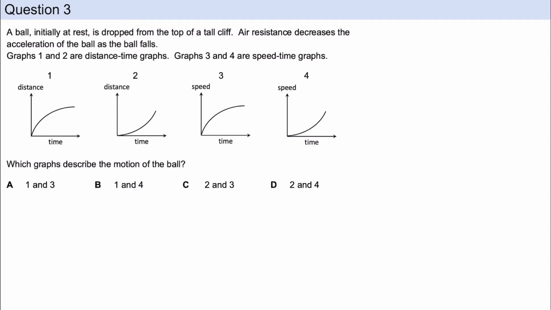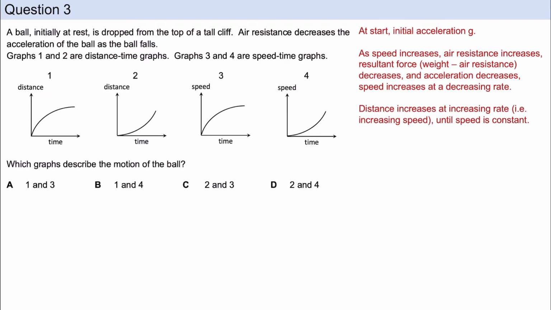In question 3, you have a ball that is dropped from the top of a cliff. At the start, there is no air resistance, so the initial acceleration of the ball will be g. As it falls, the speed increases and the air resistance will increase. This causes the resultant force to decrease, and therefore the acceleration will decrease. This causes the speed to increase, but at a decreasing rate. So the distance will increase at an increasing rate until the speed is constant.